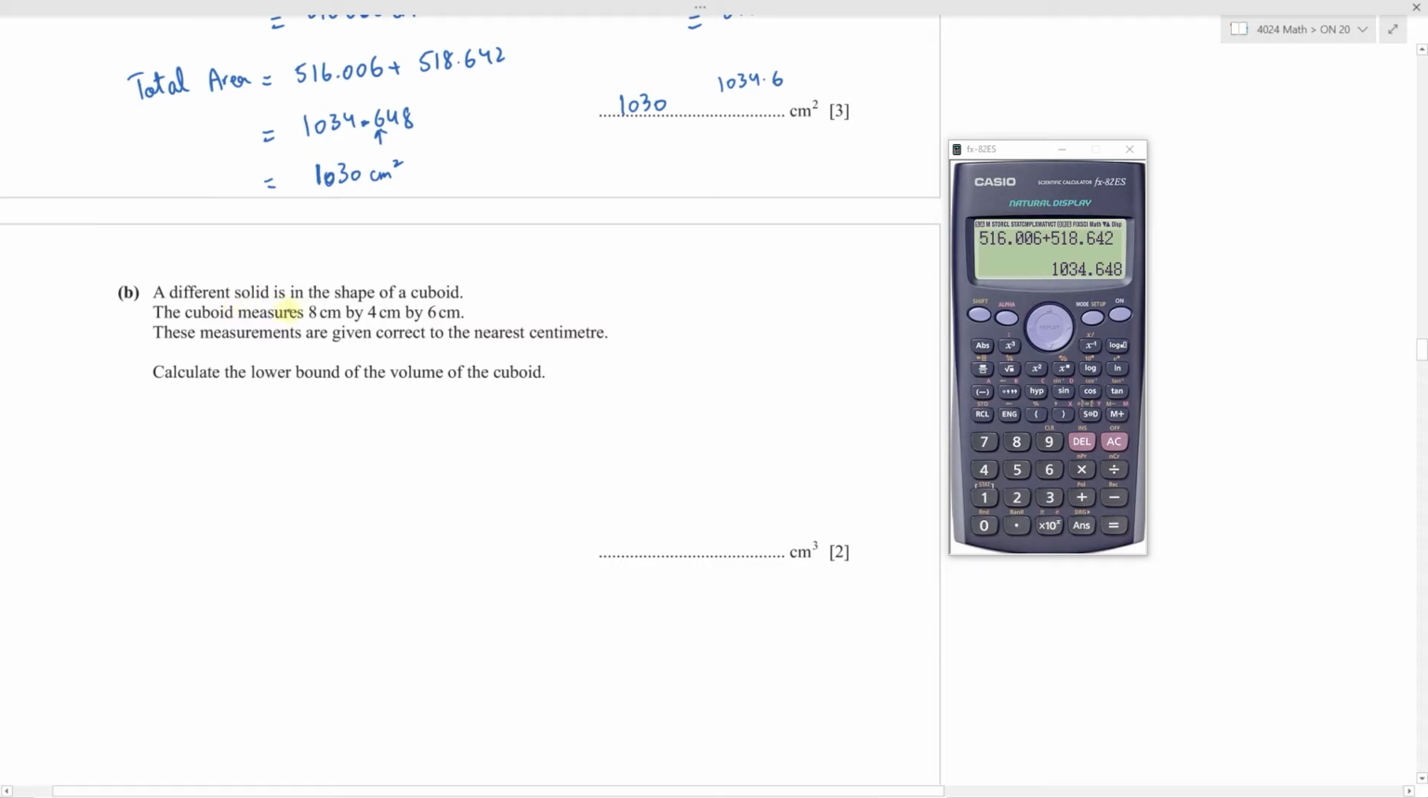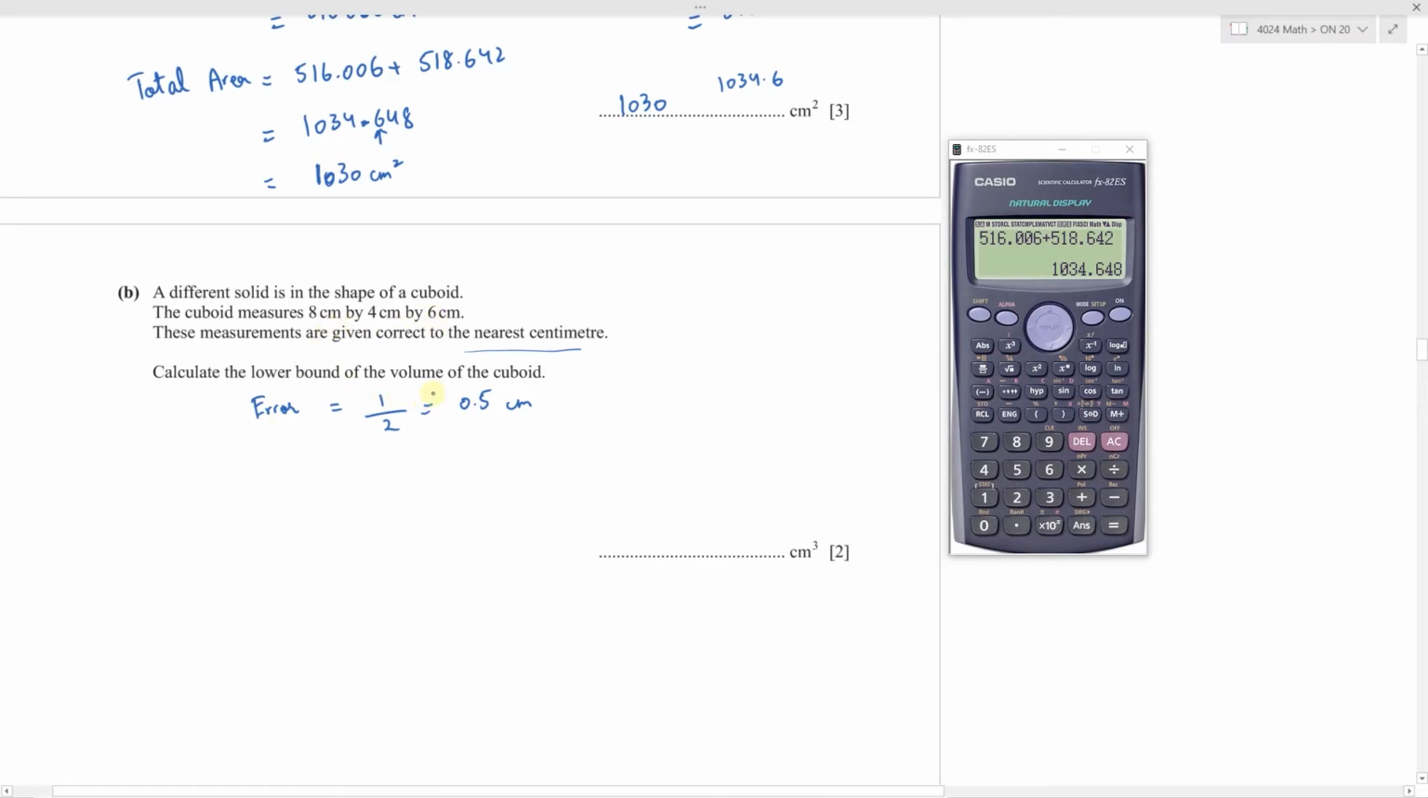Part B is a different solid in the shape of a cuboid. The cuboid measures 8 by 4 by 6. These measurements are given correct to the nearest centimeter. Calculate the lower bound of the volume of the cuboid. So first we need to find the error amount in these measurements. Since it is correct to the nearest centimeter, I will divide it by 2. 1 divided by 2 is 0.5 centimeter is the error in each of these values.